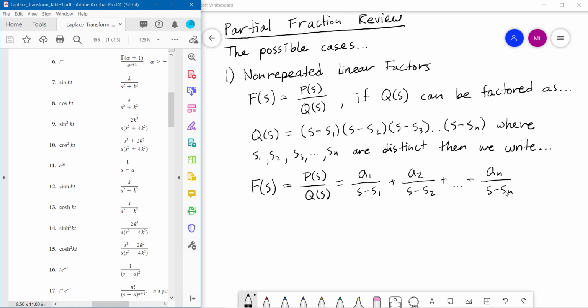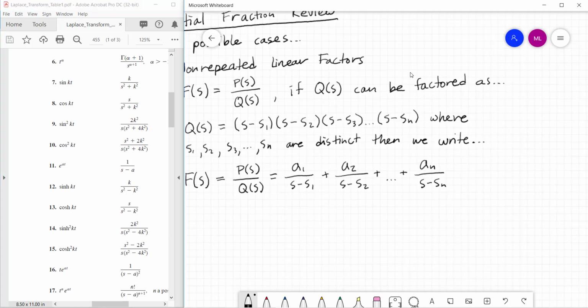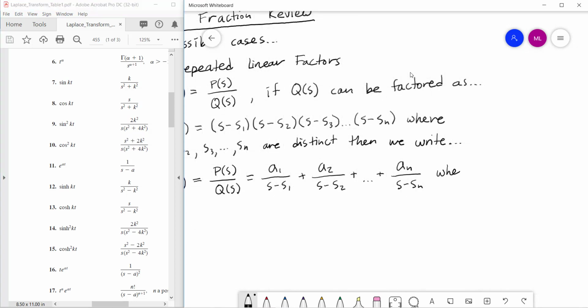So that's one case that can occur. Non-repeated linear factors. And again, the a's are constant. So let me just make that totally clear. The a's are constant. So those numerators are all just constants.